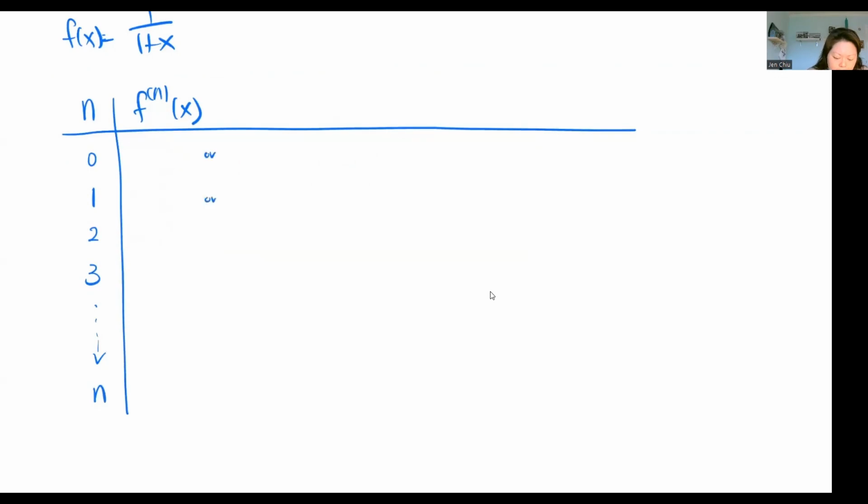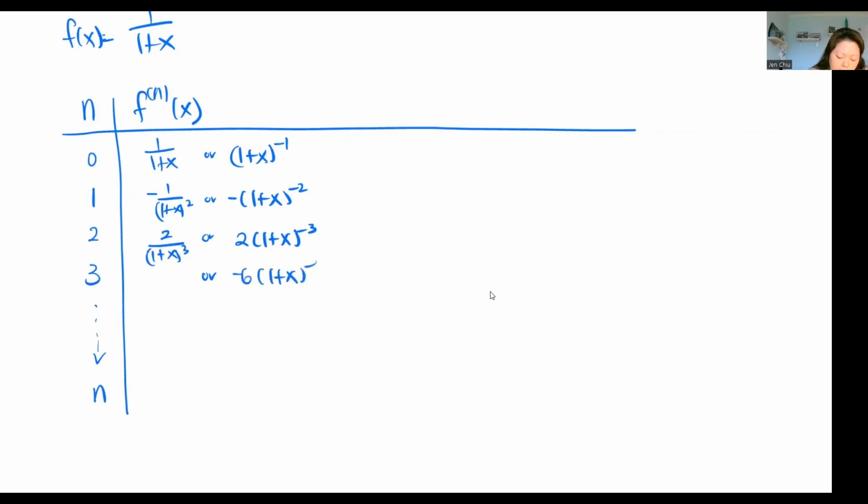I'm going to have an or here, because I do need it in terms of a power to easily take the derivative. However, in my opinion, it's much easier to detect the pattern if I leave it as a fraction, as a rational expression. So you have 1 over 1 plus x, which is really 1 plus x to the negative 1. Take the derivative, I get negative 1 plus x to the negative 2, which is negative 1 over 1 plus x squared. Then you have 2 times 1 plus x to the negative 3, so 2 over 1 plus x cubed. And then you have negative 6 times 1 plus x to the negative 4, so negative 6 over 1 plus x to the fourth.